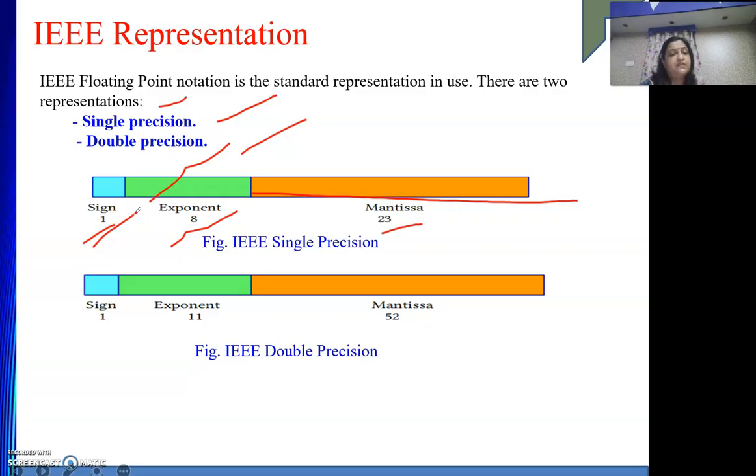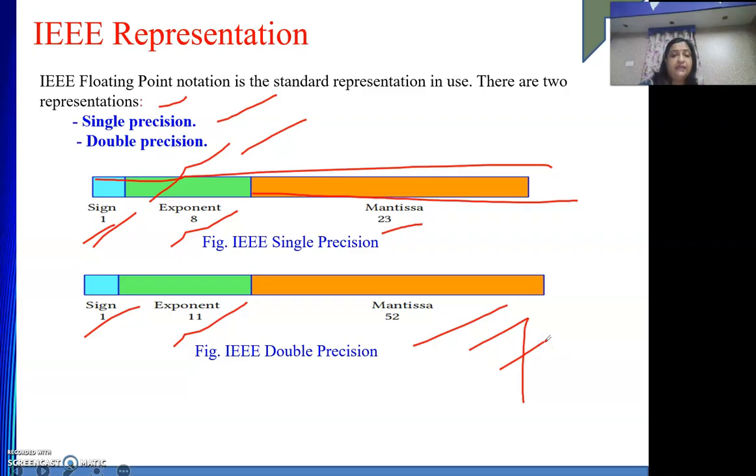Then in double precision, only the values are changing. There also three fields are there: sign, exponent, and mantissa. Mantissa is 52 bits, exponent is 11 bits, sign bit is 1, right? So using single precision, in these 32 bits only, we can represent a 7-digit mantissa, and our exponent value can be 10 to the power plus or minus 38. This much we can represent.